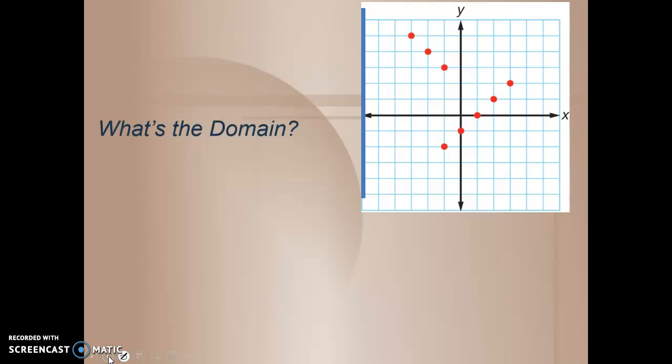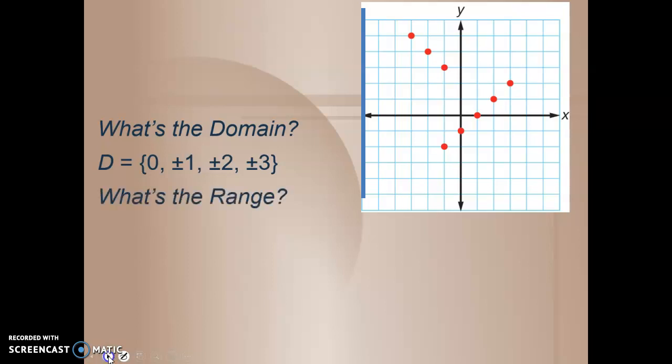Let's take a look at this relation. What is the domain? Again, we're not dealing with a line, we're dealing with specific points, so let's list the x values of those specific points. We have 0, plus or minus 1, plus or minus 2, and plus or minus 3. What about our range? Negative 2, negative 1, 0, 1, 2, 3, 4, 5.